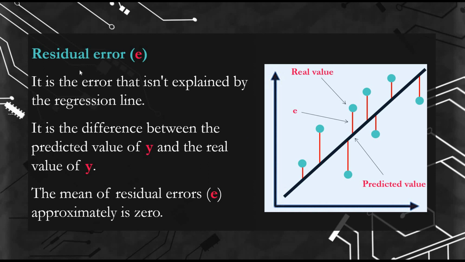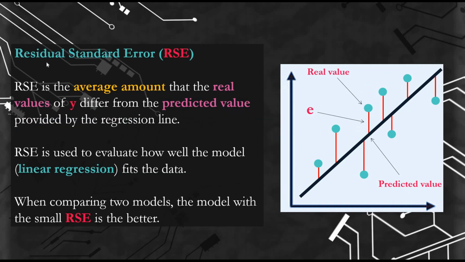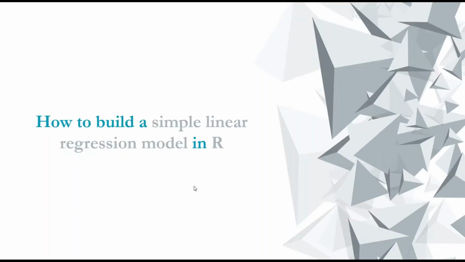We calculate the residual error to calculate the residual sum of squares, which is the sum of all E squares, and then calculate the residual standard error. Residual standard error is the average amount that the real value of y, this blue dot, differs from the predicted value provided by the regression line, and it's used to evaluate how well the model fits the data. So if you are comparing two models, the model with the smaller RSE is the better. So now let's go and learn how to build a simple linear regression model in R.